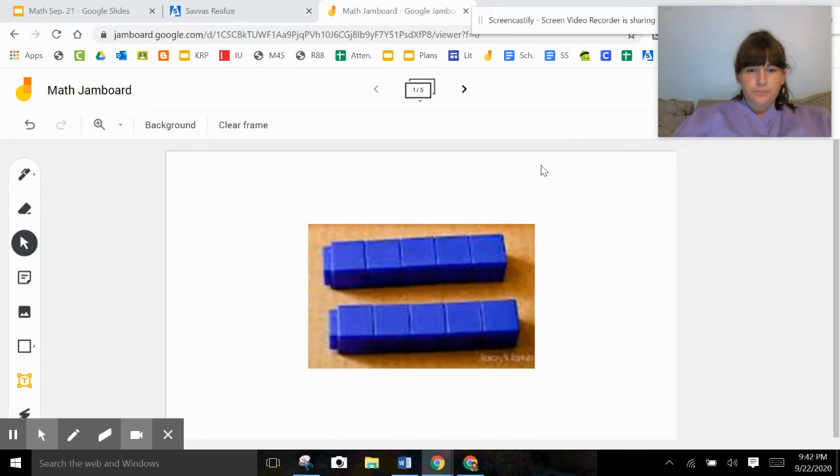So we're in our Jamboard. So I have a group of Unifix cubes right here. This is a picture that I found on the internet and just cropped it down to fit in this page. And I just want to know something that you notice first off. So examine the picture, take a look at it, and tell me something you notice. Remember, notice is just something that you see, and it can be a good thing or a bad thing.